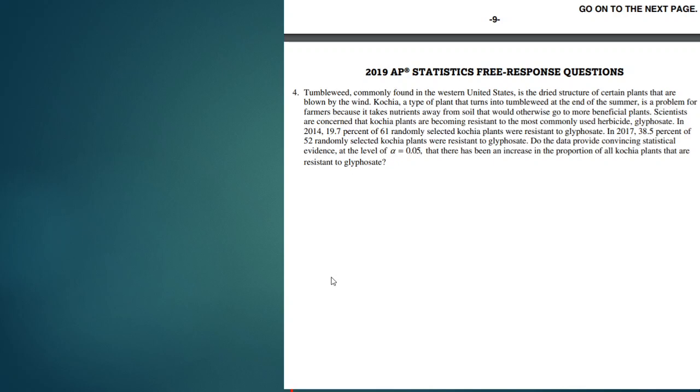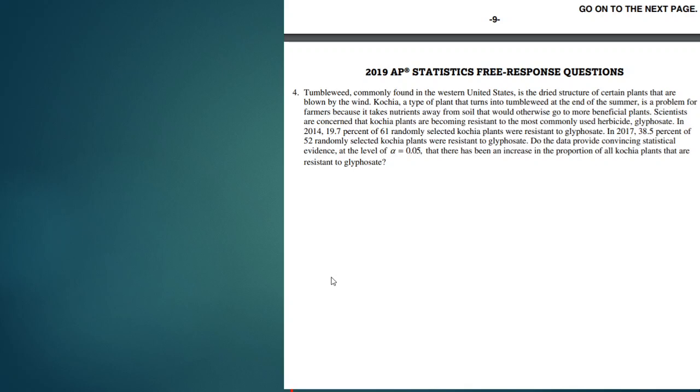Scientists are concerned that kochia plants are becoming resistant to the most commonly used herbicide, glyphosate. In 2014, 19.7% of 61 randomly selected kochia plants, the words randomly selected are important here, were resistant to glyphosate. In 2017, 38.5% of 52 randomly selected kochia plants were resistant to glyphosate. Does the data provide convincing statistical evidence at the level of alpha is equal to 0.05, so at the 95% confidence level, that there has been an increase in the proportion of all kochia plants that are resistant to glyphosate?